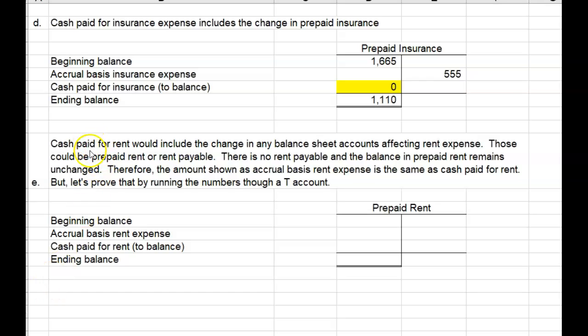Now let's do cash paid for rent. Cash paid for rent would include the change in any balance sheet accounts affecting rent expense. Those accounts could be prepaid rent or rent payable. If you look at the balance sheet, there is no rent payable and the balance in the prepaid rent remains unchanged. Therefore, the amount shown on the accrual basis rent expense is the same as cash paid for rent. But let's prove that by running everything through the T accounts anyway.